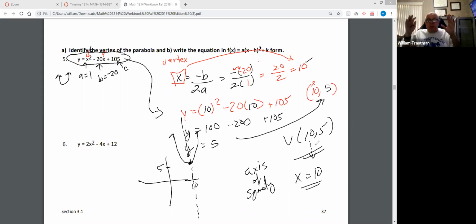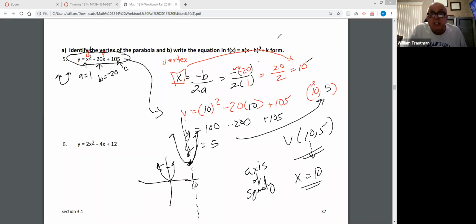So you have to be able to find the vertex, know that the axis of symmetry is x equals whatever the vertex x value is, and you have to understand that to graph this, if the vertex is at 10, 5, then the parabola just goes up from there.